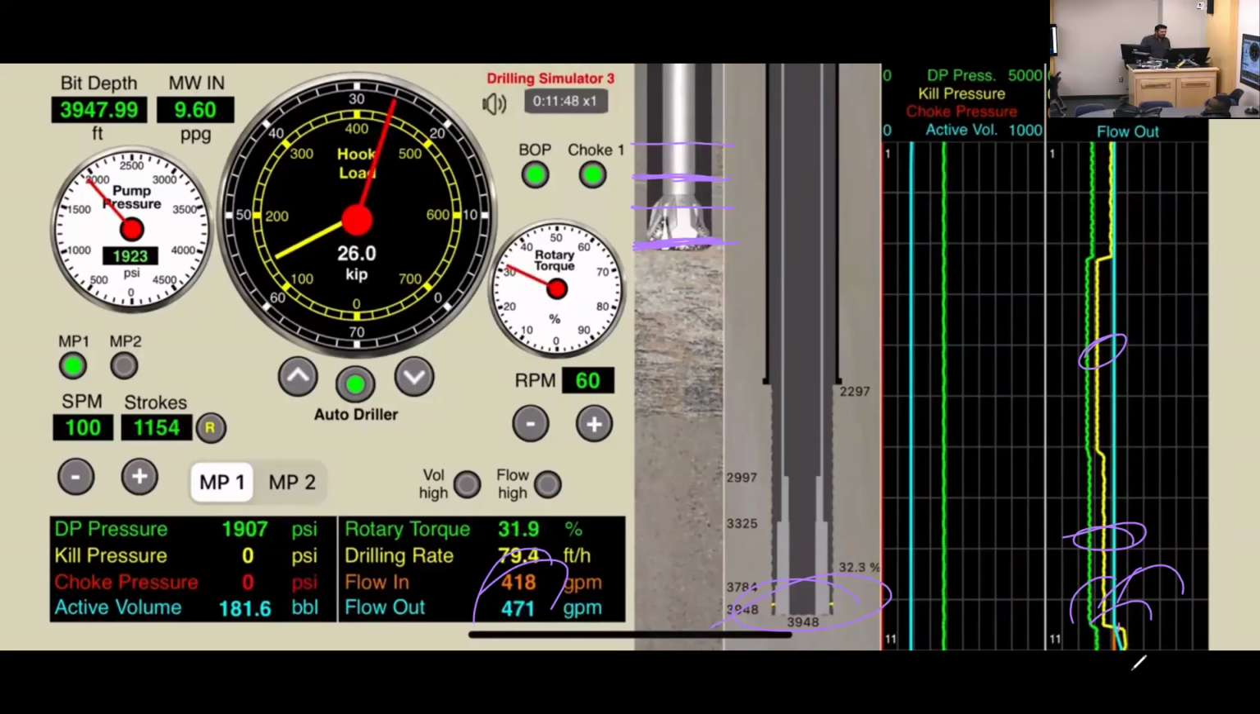Flow out is bigger than what I'm flowing in. Also, the active pit gain has gone up. It doesn't look like it, but it has gone up. The active pit volume, so look at the yellow, it's going up. It's increasing and also it's moving up.